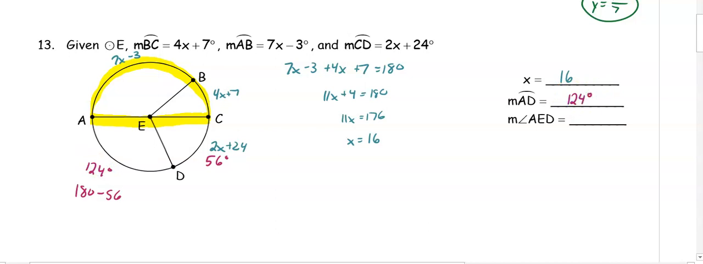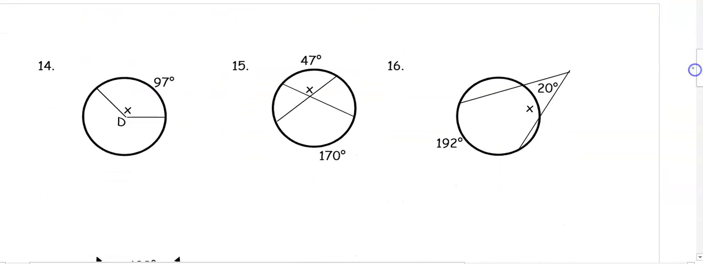If we want the angle AED, that's going to be the same as the arc that it's intercepting, because this is the arc that it's intercepting. So it would also be 124 degrees. Number 14, to find the angle, this is a central angle. So just like the problem we just talked about, this angle is going to be equal to the arc. So that's going to be 97 degrees.